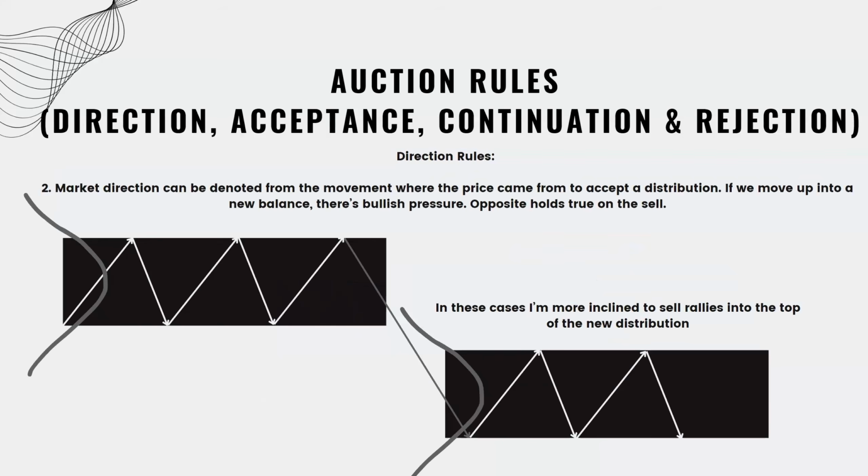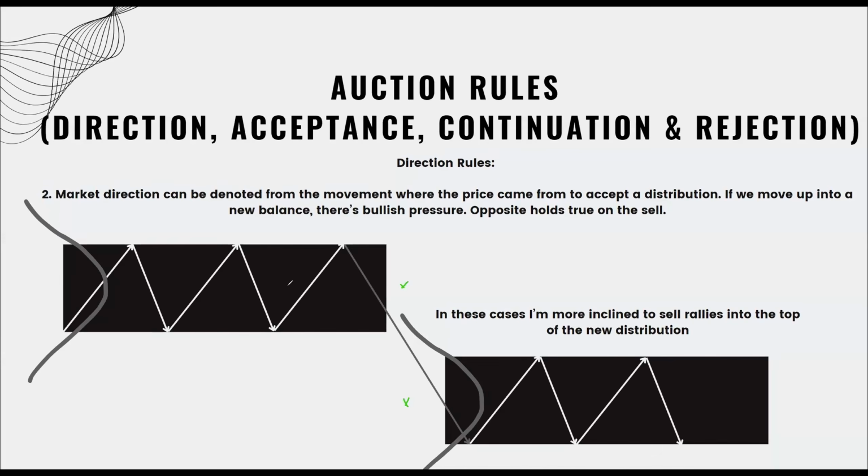Market direction can be denoted from the movement where the price came from to accept the distribution. Meaning, if we move up into a new balance, there's bullish pressure. The opposite holds true on the sell. So in this case, we have a bearish example where we have two auctions. We got two values, two distributions.